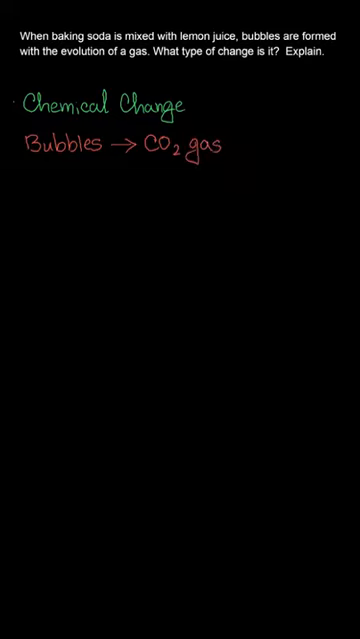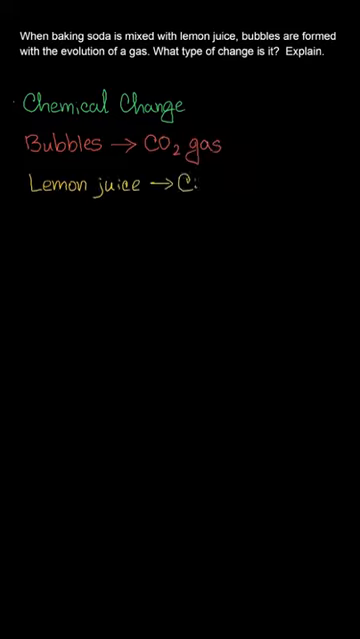So first of all, if you see here, by mixing two things you are getting the evolution of a gas. Okay, so the properties are being changed, and henceforth we will say that this is a chemical change. Now the bubbles here are actually because of the carbon dioxide gas, that is CO2 gas.